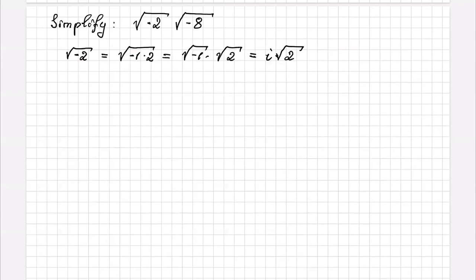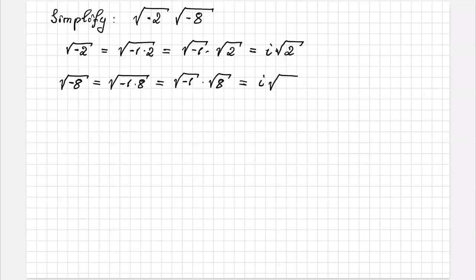So we have the first one. Now let's focus on the second one. The square root of negative 8 is equal to, again, the square root of negative 1 times 8, which is the square root of negative 1 times the square root of 8. And this turns out to be I times the square root of 8. Now, when we have each of these roots simplified, we can get back and simplify our original expression.